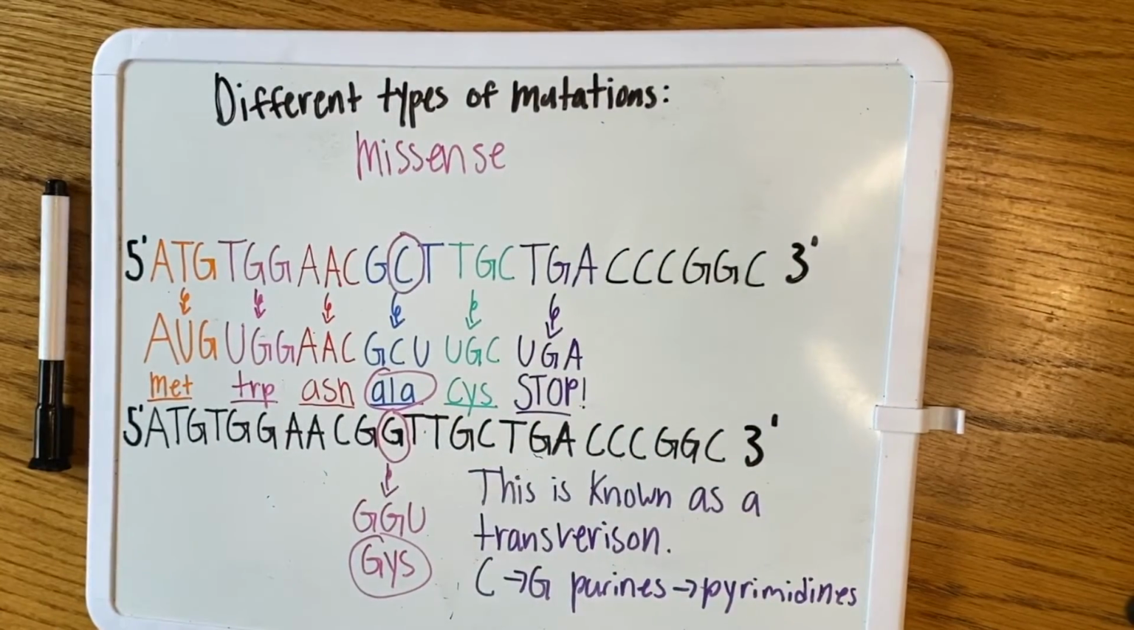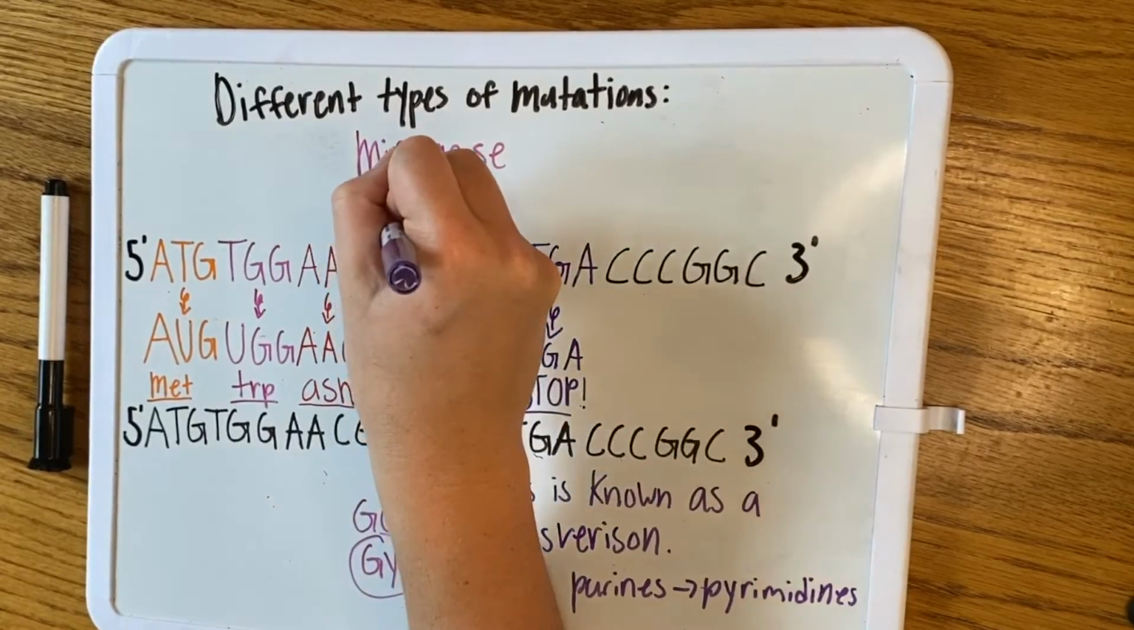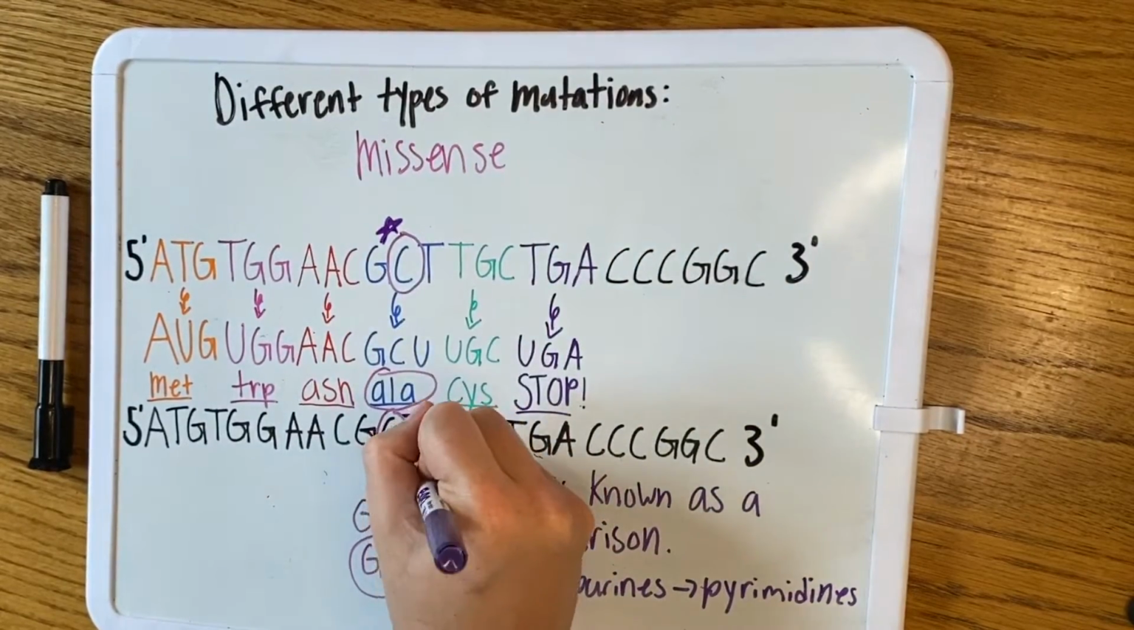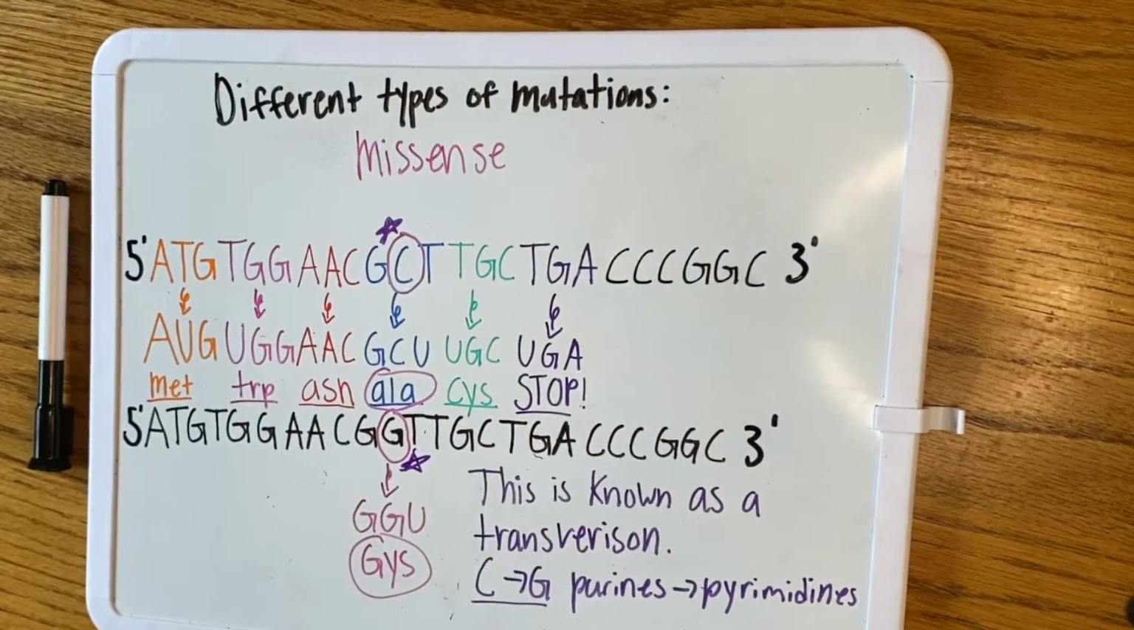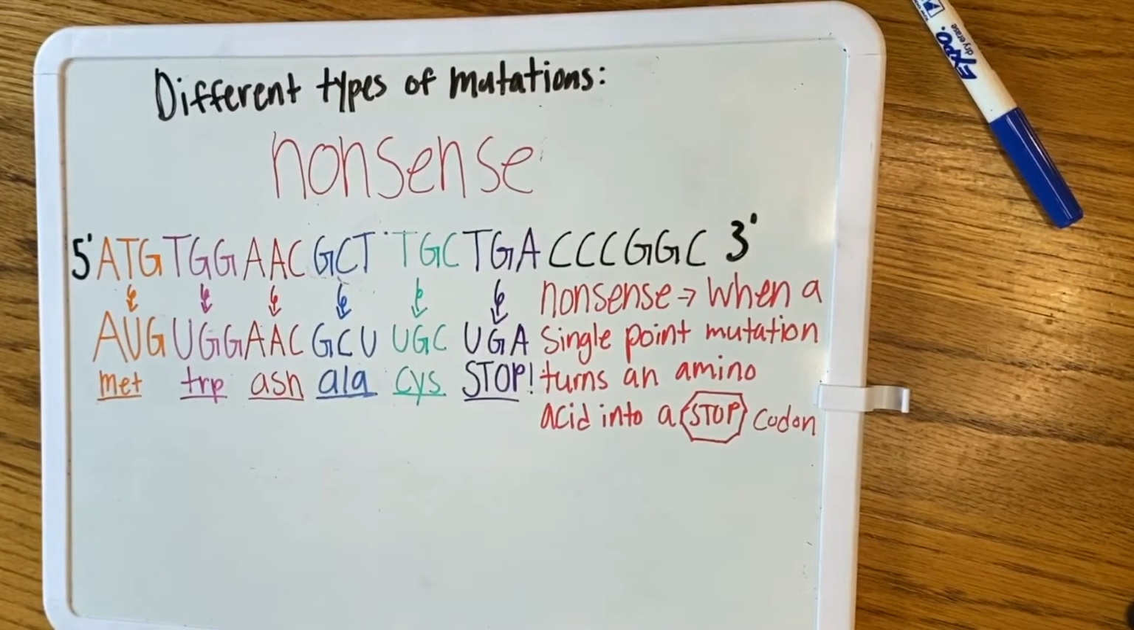Switching between the C and a G is known as a transversion, which is going from a purine to a pyrimidine, or from a pyrimidine to a purine. The next mutation we will talk about is a nonsense mutation. This is when a single point mutation turns an amino acid into a stop codon.